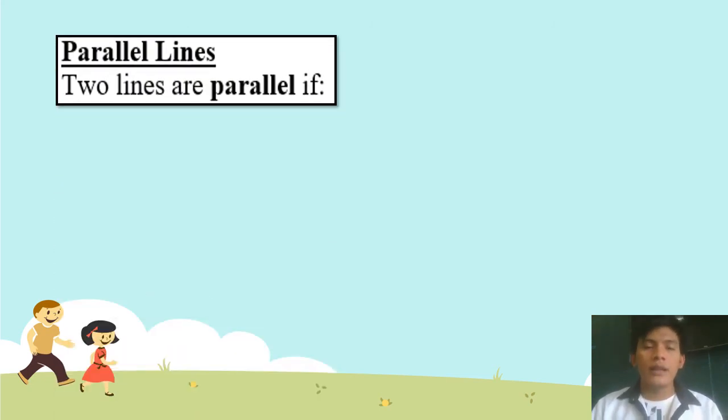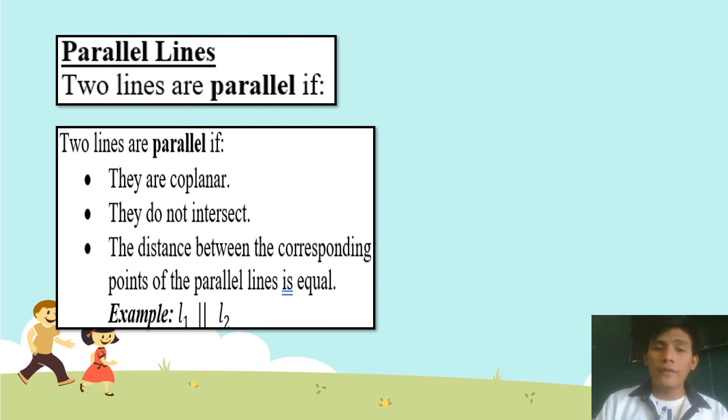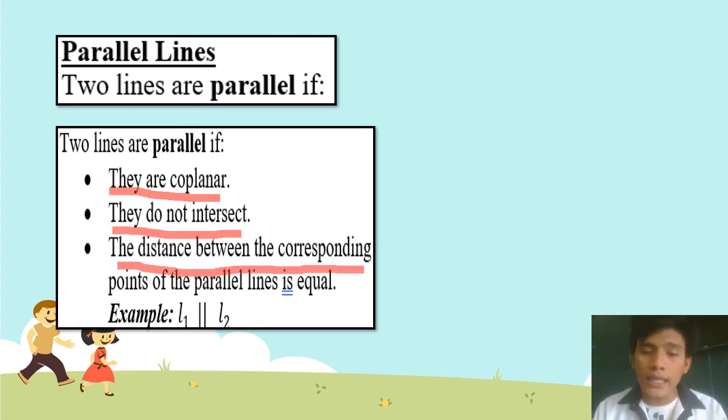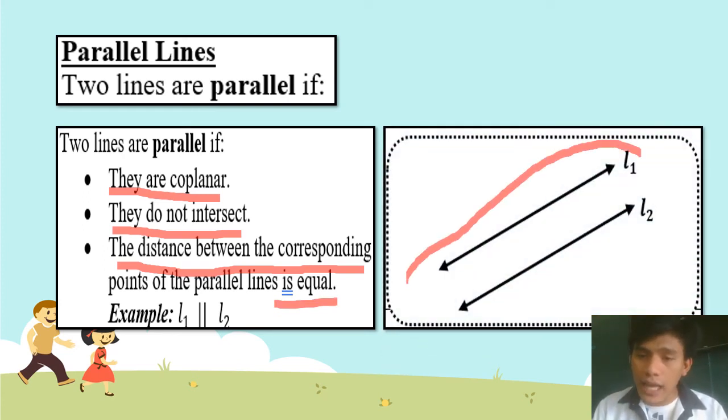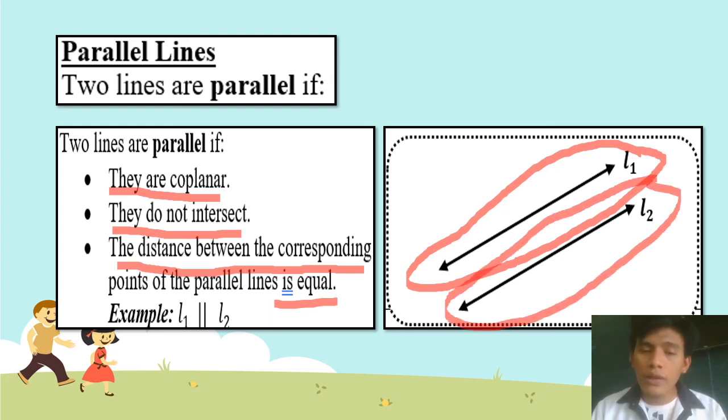Parallel lines. Two lines are parallel if they are coplanar, they do not intersect, and the distance between the corresponding points of the parallel lines is equal. According to this figure, as you can see, they don't intersect each other, right? Therefore, those are parallel lines. So line 1 and line 2 are parallel to each other. This will be the symbol of a parallel line.